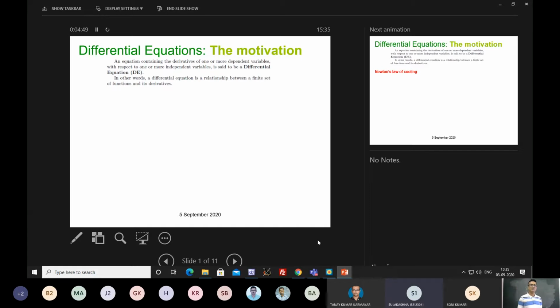Is it okay? Am I doing fine? Yes. You believe that this is the solution. I also believe that this is the solution, right? Now, what have we done here? We have simply solved a differential equation, right?